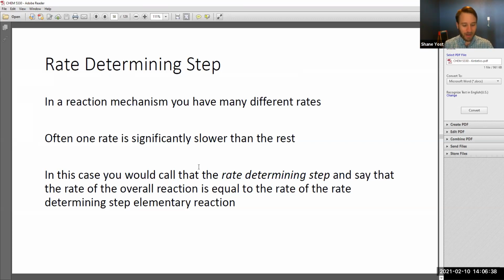Your reaction, the speed at which it occurs, is given by the speed of the slowest step. So the slowest step determines how fast that reaction is going to occur.